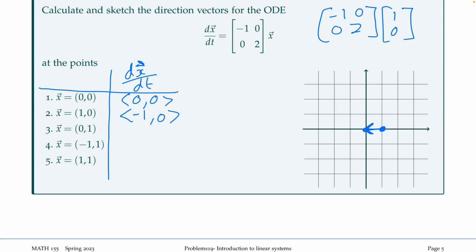Okay, let's carry this on for these other points here. So let's see what we've got next. We've got 0, 1.